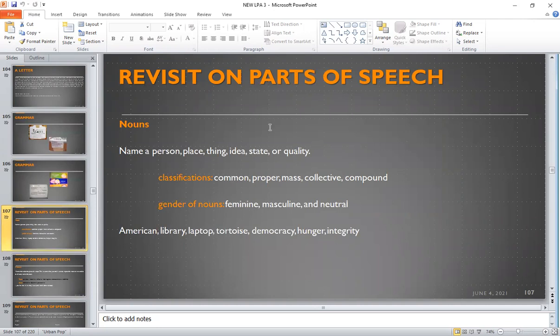All right, so we will now revisit the parts of speech. Let's start with noun. I know all of you already know this, but let's just browse through it, okay? A noun is a name of a person, place, thing, idea, state, or quality. Classifications of nouns: common, proper, mass, collective, compound. Gender of nouns: feminine, masculine, and neutral. Some samples: American, library, laptop, tortoise, democracy, hunger, integrity. Those are your nouns.